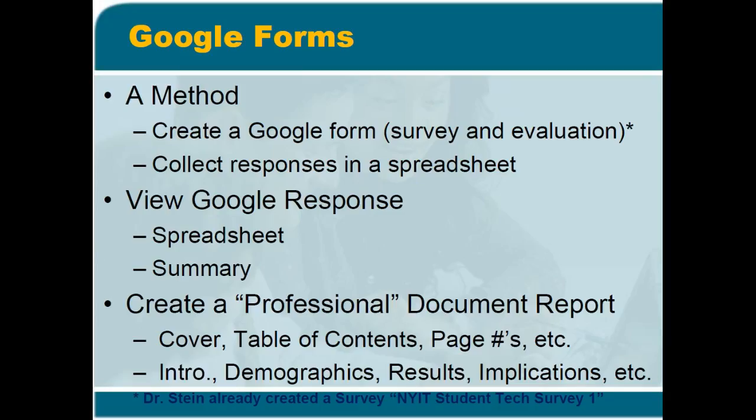The method is to create a Google form. I already did that. It says down at the bottom, NYIT Student Tech Survey 1. I collected responses. You filled out the responses for me, but those responses come in a spreadsheet. You may not know that your responses were collected. We'll show you that in a second, in spreadsheet and summary form.